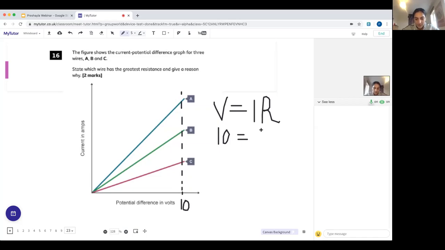Great, loads of you are putting C, which is absolutely correct. For the same potential difference, it's a much, much lower current. If it's a much lower current, it's a much higher resistance, okay? Because they're inversely proportional to each other. Current and resistance are inversely proportional to each other, which means if one goes down, the other goes up. So if we have a very low current, we get a very high resistance for a fixed voltage. Okay, that fixed voltage in our case was 10 volts. Great, let's move on.